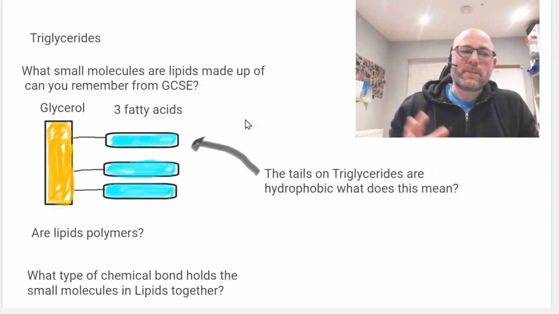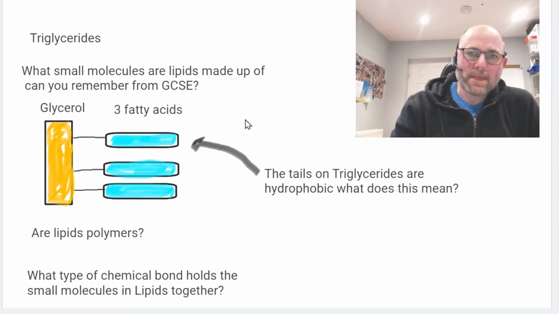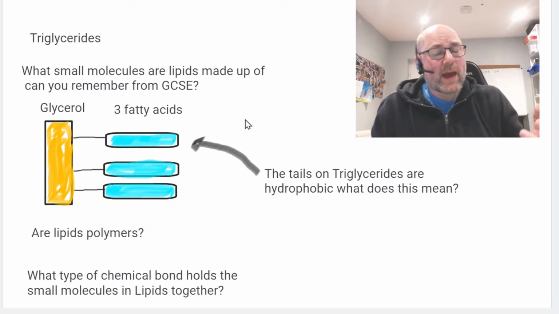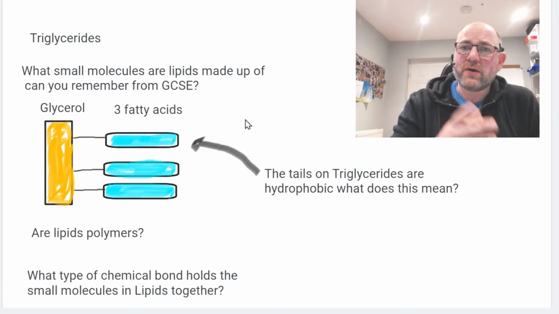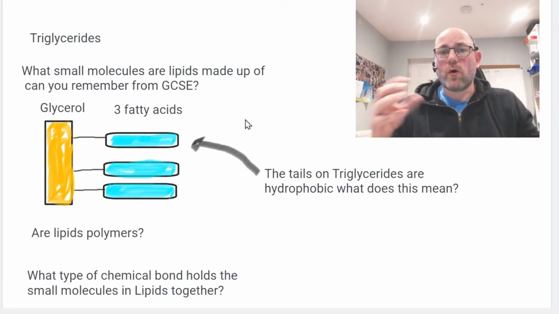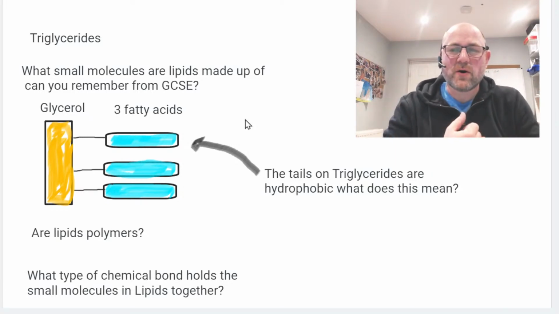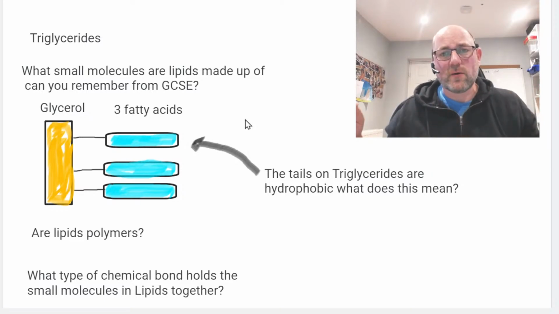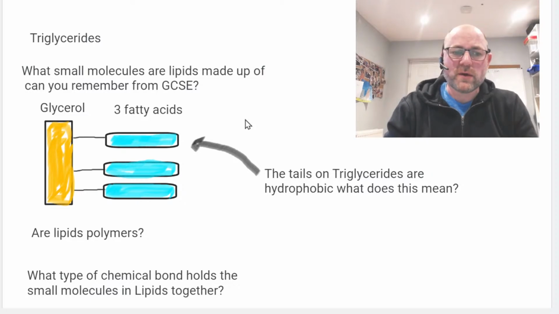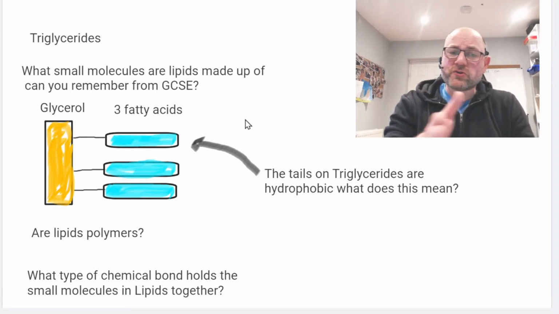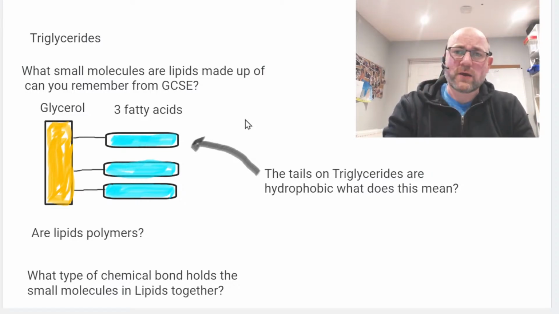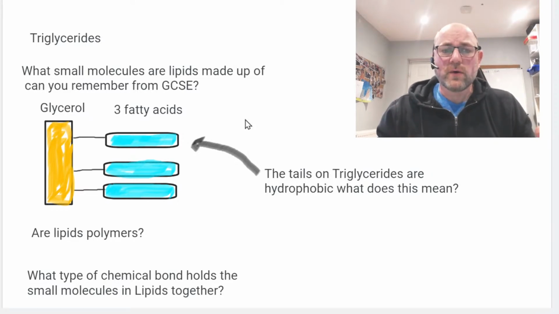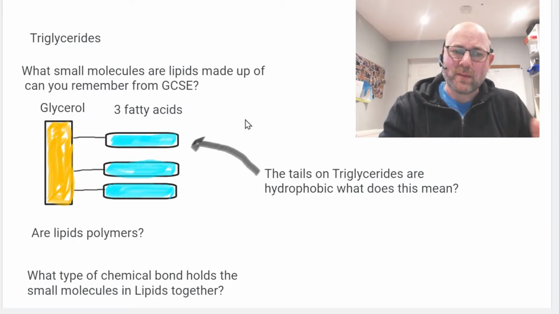So, are lipids polymers? If you were with the chemistry lesson that I did last night, or in biology lesson 1 actually as well, we covered that. Polymers are very long molecules made of many small molecules, many monomers. Well, a lipid or a triglyceride is only made of 4 molecules. So it's a large molecule, but it's not a polymer.